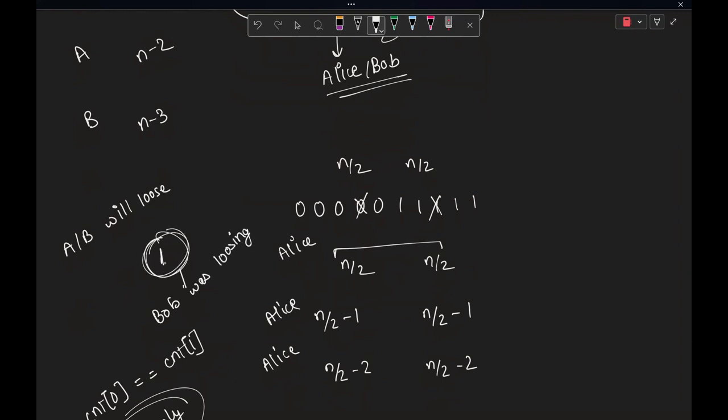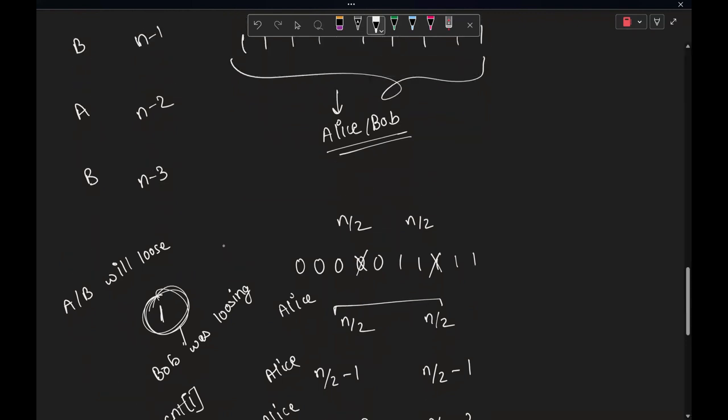If the game ends when n is equal to 1, Bob will lose. But when n is equal to 2, either 0 1 or 1 0 could have been the remaining strings, and in that case, Bob could have won.